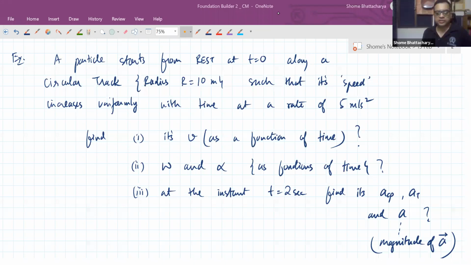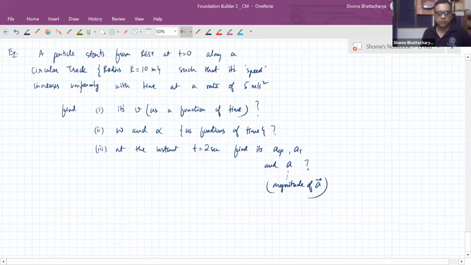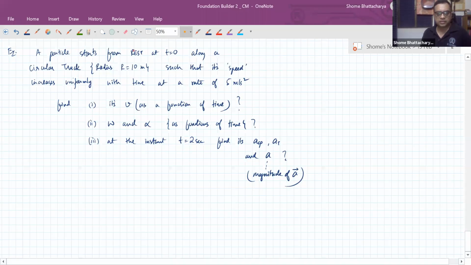Okay, people, so let's understand this question in detail. Here, what we have to first of all understand is that it's starting from rest at t equal to 0. So u is equal to 0 at t equal to 0. And then its speed is increasing at a uniform rate of 5 meters per second square. So dv by dt, the rate of change of speed, is 5 meters per second square, uniform.